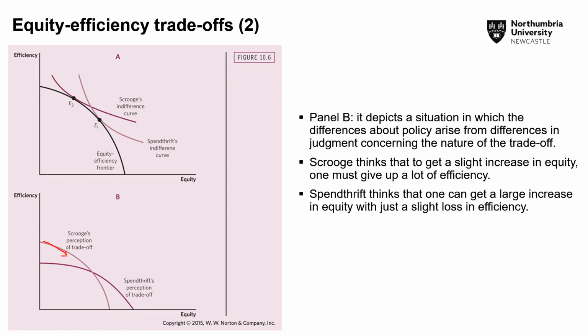Note that's perceptions. On the other hand, Spendthrift thinks that one can get a large increase in equity with just a slight loss of efficiency. And therefore, his perceived equity efficiency frontier is flatter. This is where Spendthrift is. So think about it this way. A slight decrease in efficiency for Spendthrift results in a theoretically larger increase in equity. On the other hand, a slight decrease in equity for Scrooge results in a larger gain in efficiency. That is how they perceive it. So that is why the slope of these perceived equity efficiency frontiers has a bearing. Therefore, these differences about policy arise from judgments concerning the nature of the trade-offs.